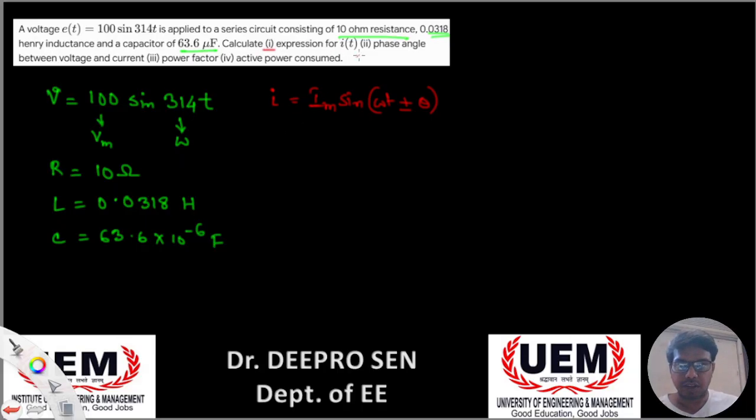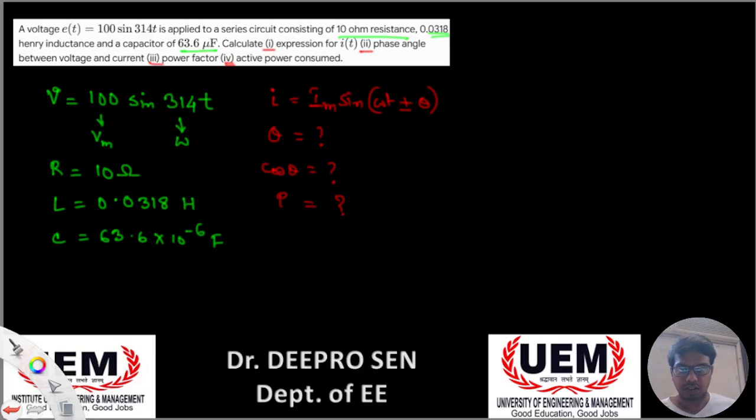Then we have to find out the phase angle between voltage and current. Obviously theta we need to find out, and the power factor, that means obviously cos theta we need to find out, and the active power consumed, that means P, which is Vi cos theta. So this looks easy. We're going to start solving this.